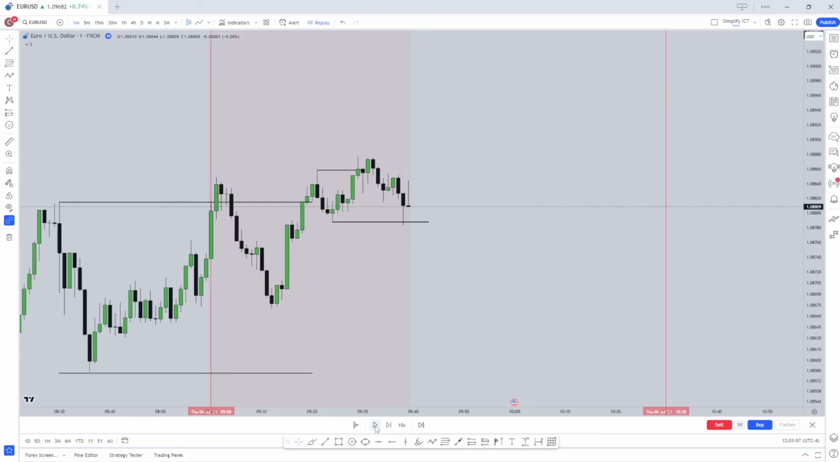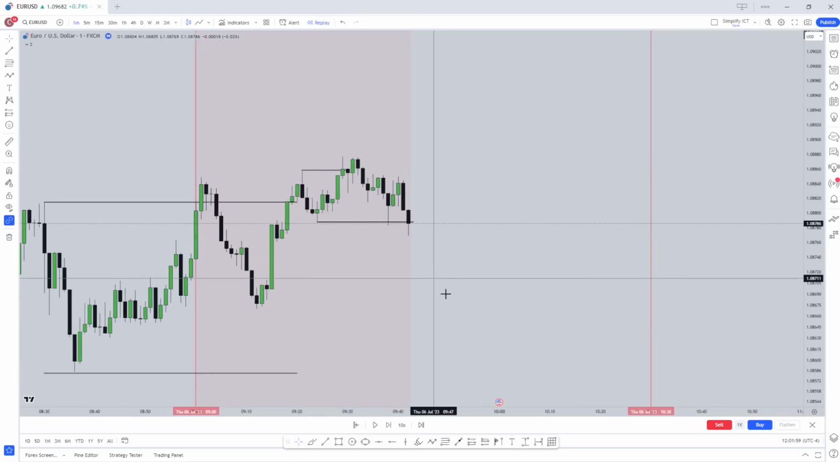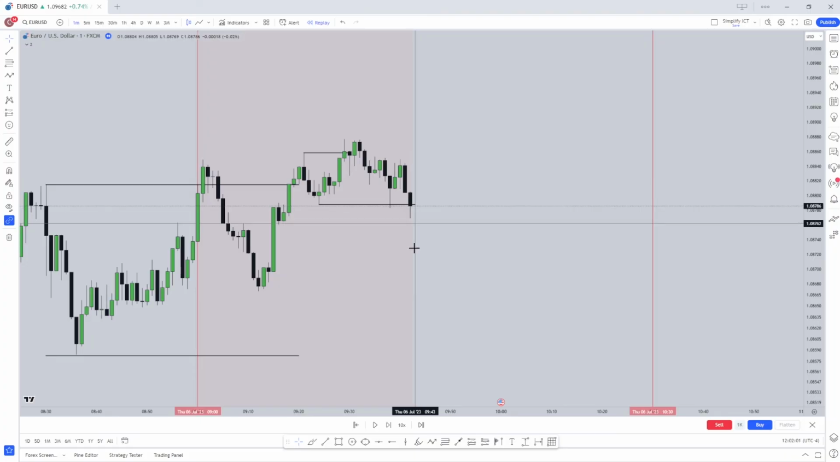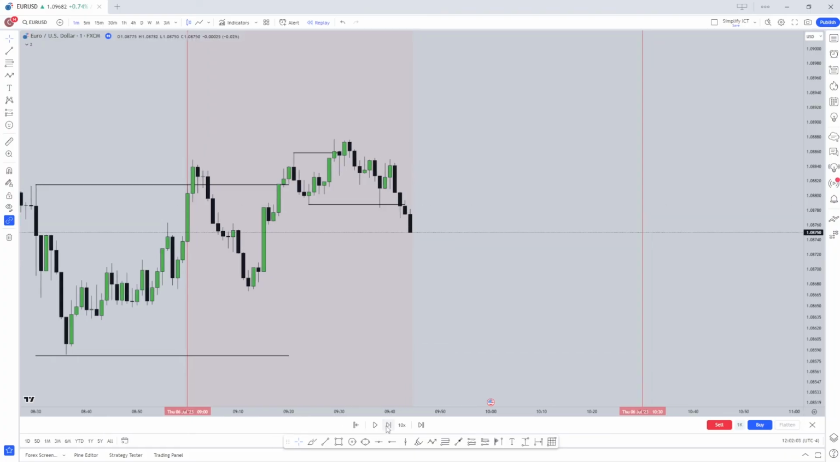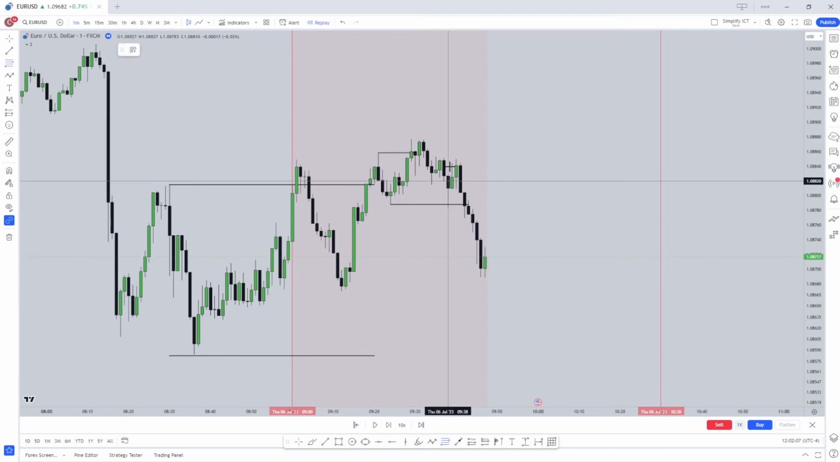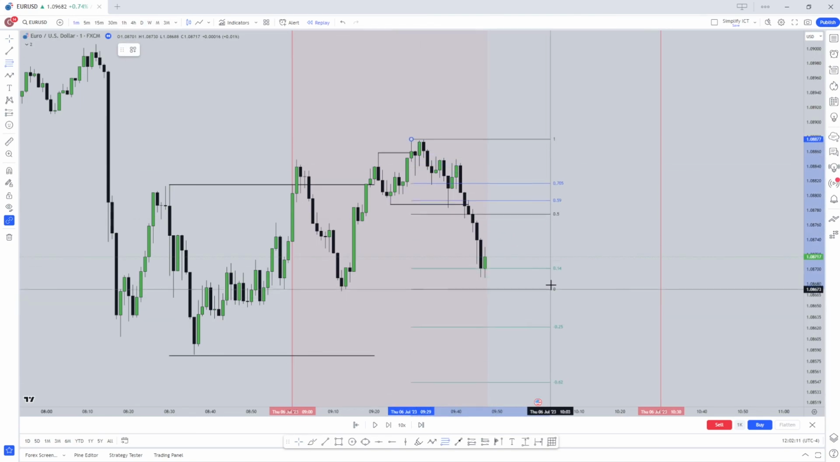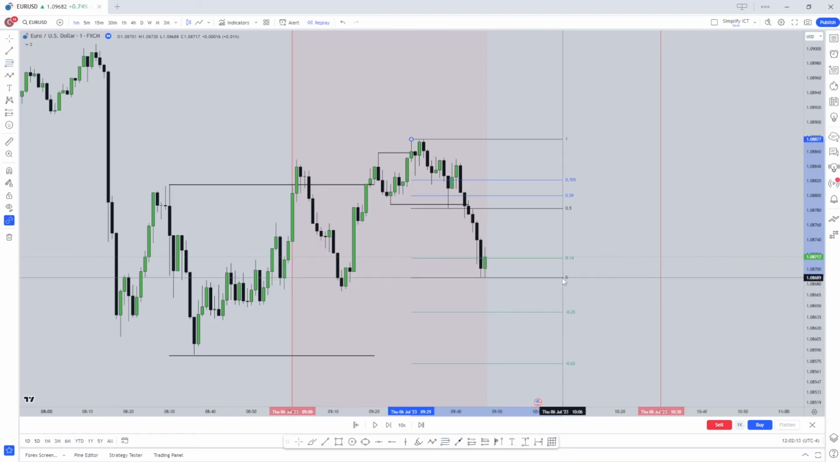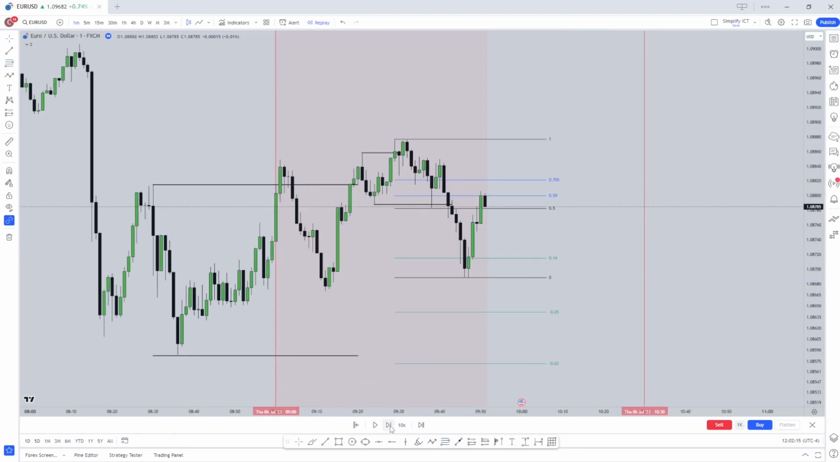So you could wait for this to be broken with a body as it closes. As you can see, yes, it's closed below, but we get a retracement. Okay, just wait for it to start pulling back up, and then we pull the fib tool out. So from the main high, remember it's a rule-based system, so main high, the main low right here. And as you can see, price taps into our 0.59 level perfectly.